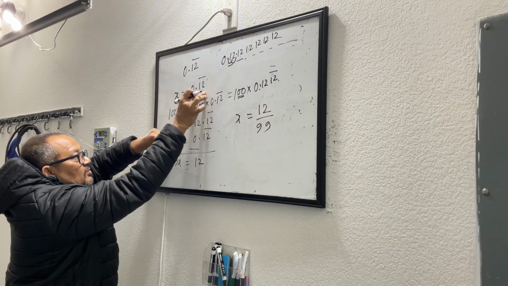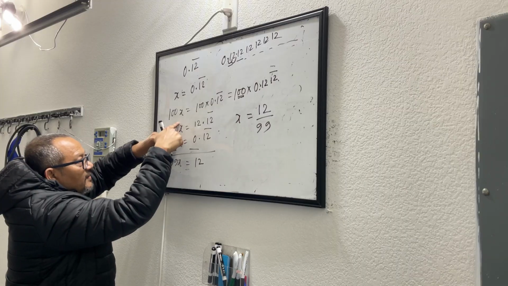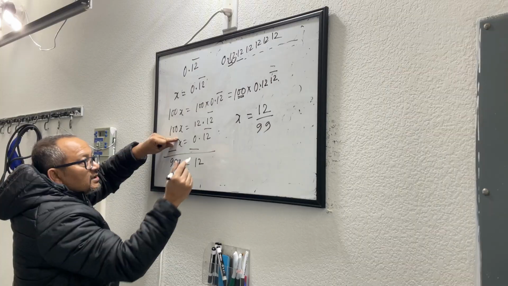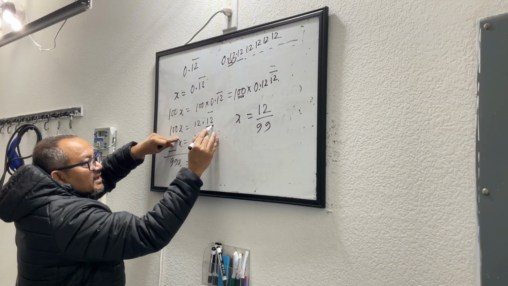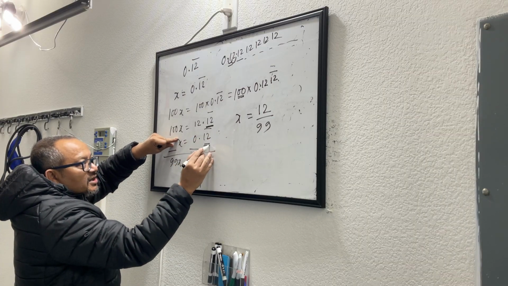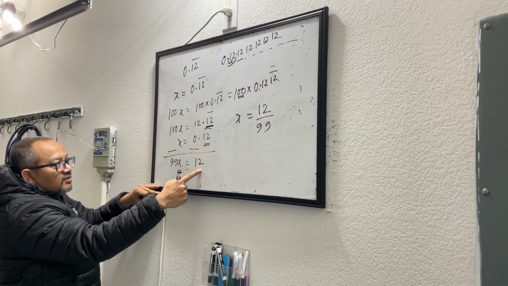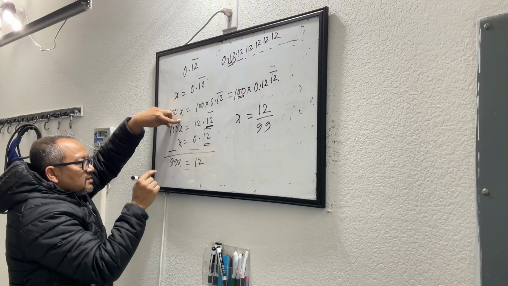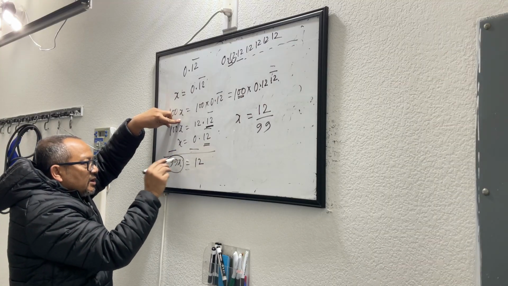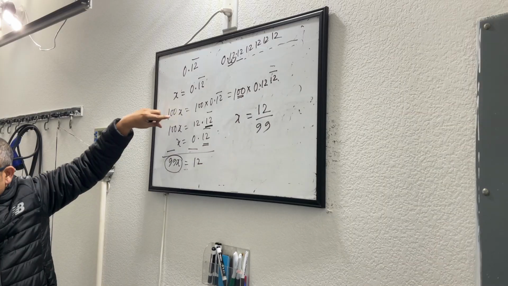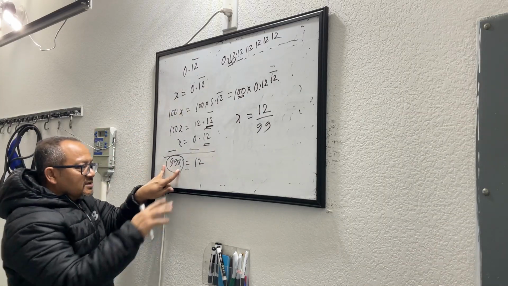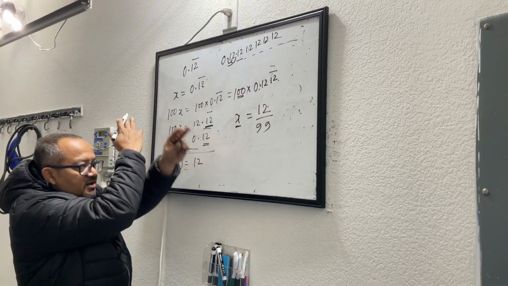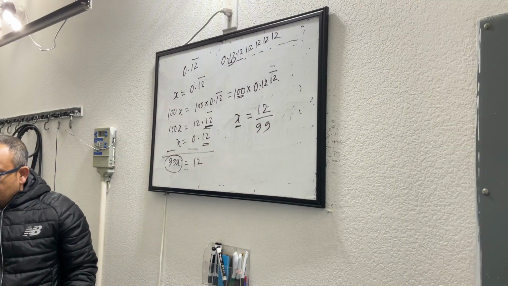Your original x was this much. Now when you subtract x from this 100x, you will see that the recurring decimal part can be eliminated. And this became 12. 100x, 100 apples minus 1 apple will be 99 apples only. That is how we got 99. So 99 apples equals 12. 1 apple equals 12 over 99. Everybody clear?